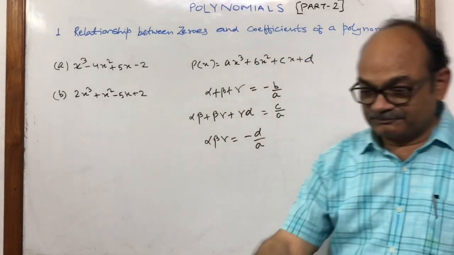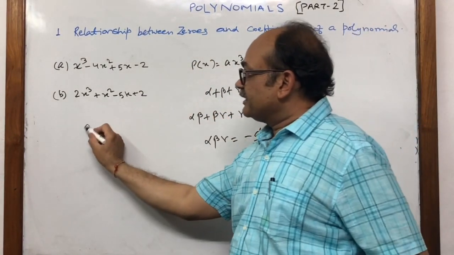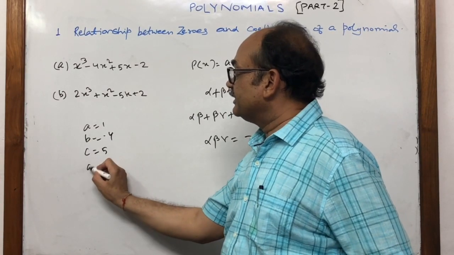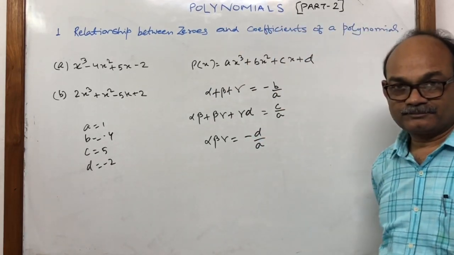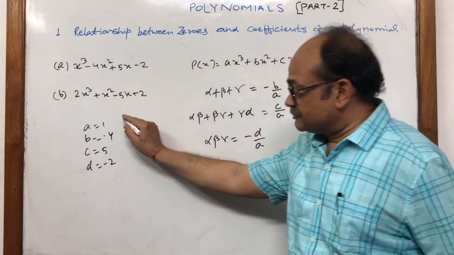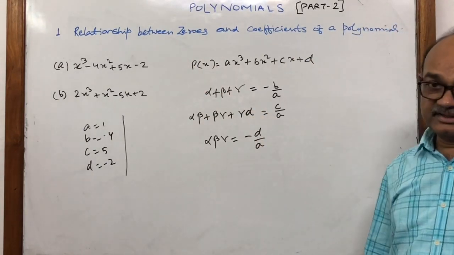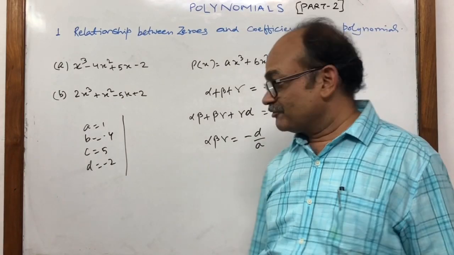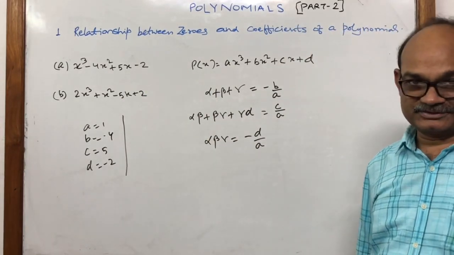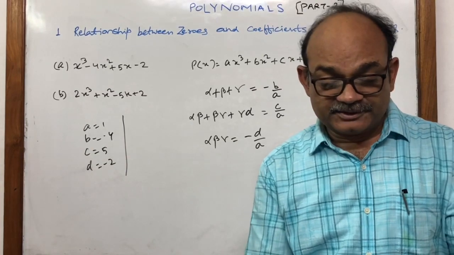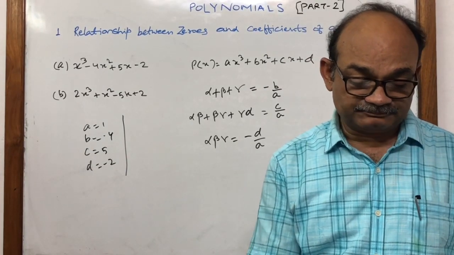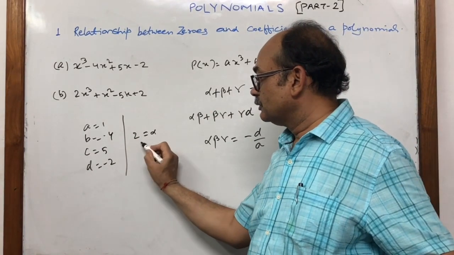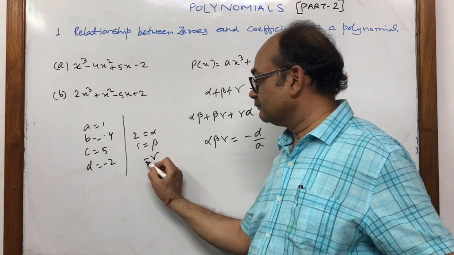We'll take one question. Here a is 1, b is minus 4, c is 5, and d is minus 2. If we calculate the zeros by class 9th factorization or remainder theorem type, we'll have 3 zeros. Let it be 3 zeros. If you calculate, you will get the answer as 2, 1, 1.